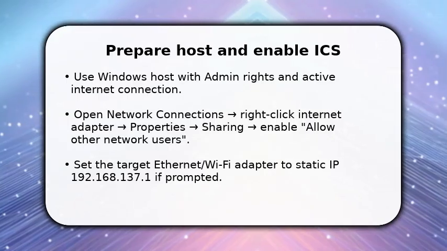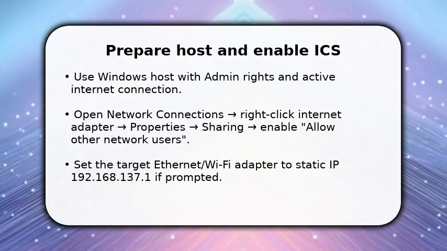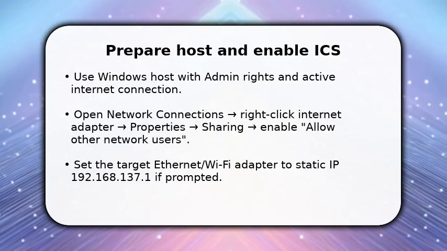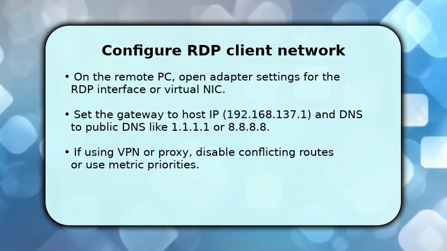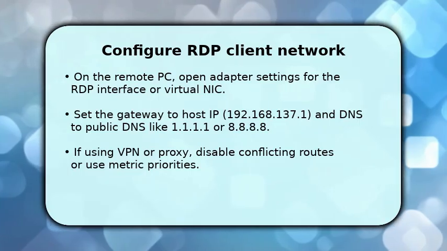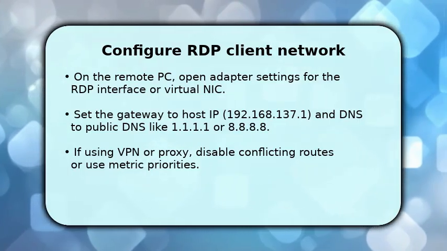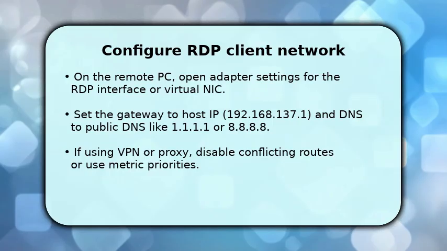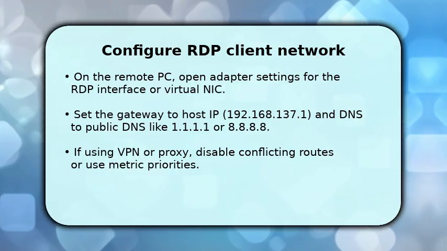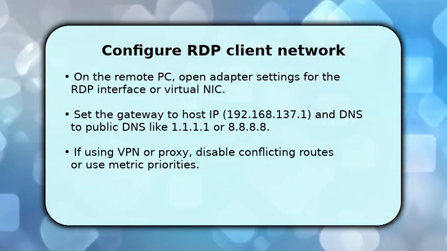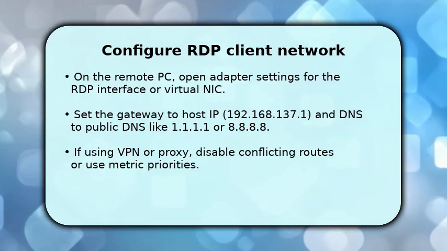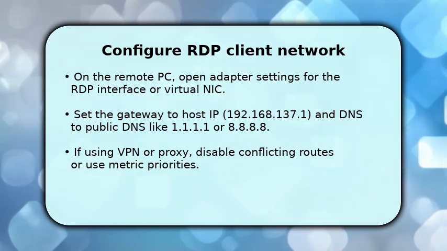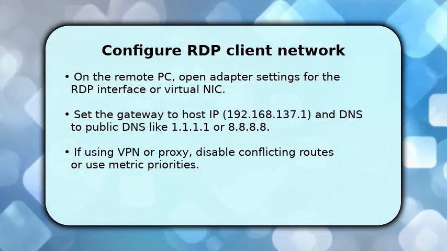Now configure the remote client's network so it actually uses the host gateway. Assign the remote adapter an IP in the host subnet, for example 192.168.137.10, and point the default gateway to 192.168.137.1. Set DNS to a reliable public resolver to avoid name resolution delays.